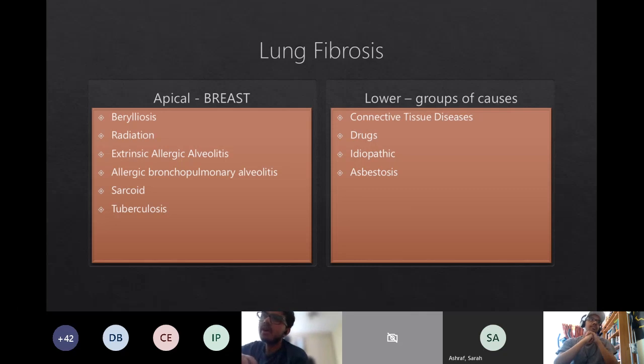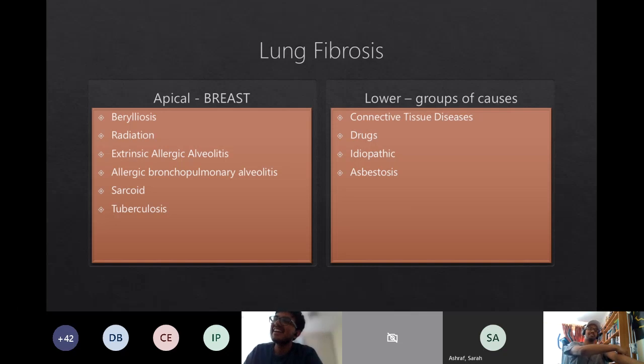And then I remember the causes of lower lung fibrosis. It's all of the groups of causes. So what groups of causes are there for lower lung fibrosis? Like groups of conditions or groups of other things? Yeah. Yeah, so drugs, yeah. So what kind of drugs? Give me some drugs.